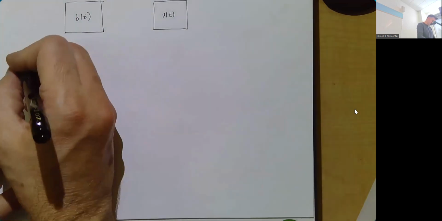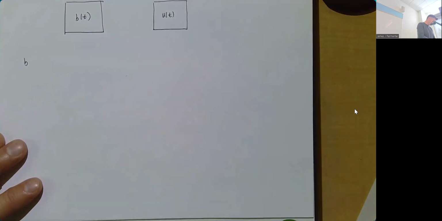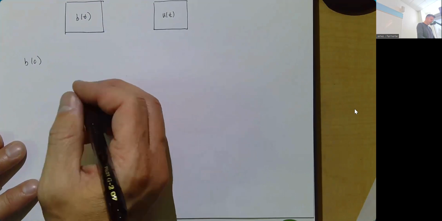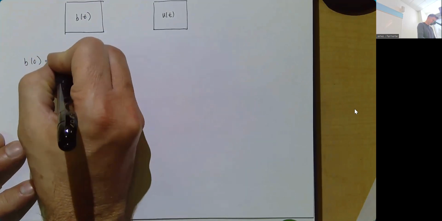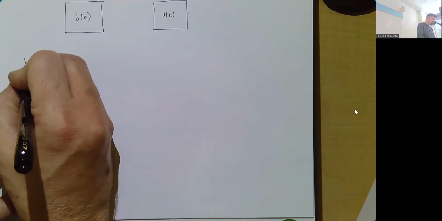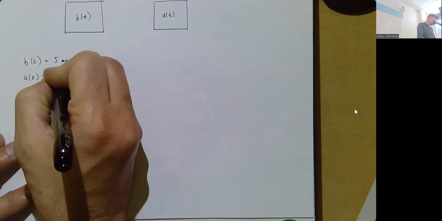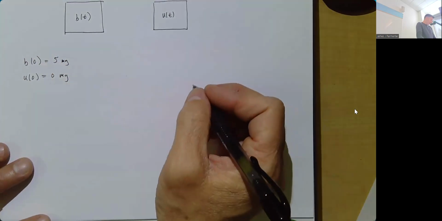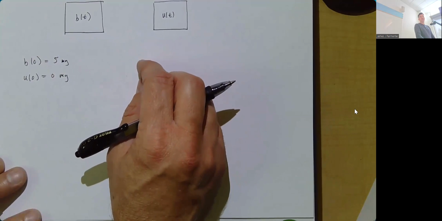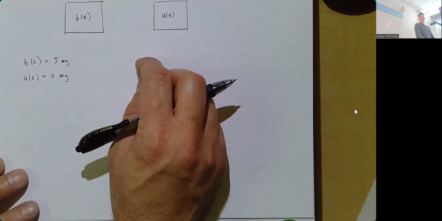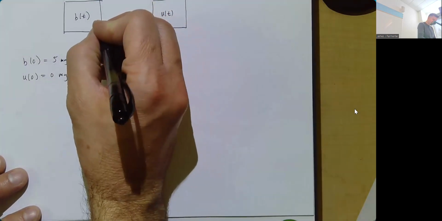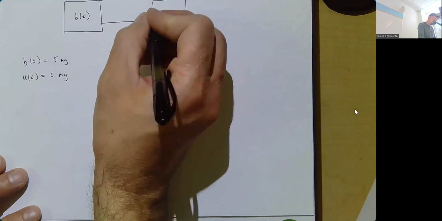So they're telling us that B at time 0, so the amount of drug in the body at time 0, is 5 milligrams. And the amount of drug in the urine at time 0 is 0 milligrams. And the thing that I think is hard about this situation is I'm not great with the biology, right? I don't really know how this works, but I believe what's happening is we've just got kind of an exchange back and forth like this.